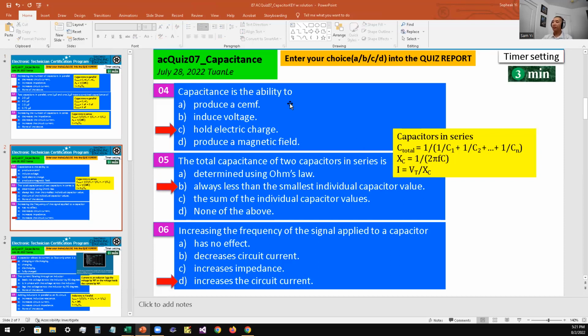Okay, a capacitor is the ability to hold electric charge. Yeah, that's what a capacitor does, it holds the electric charge. So the answer is C as in cat for number 4.